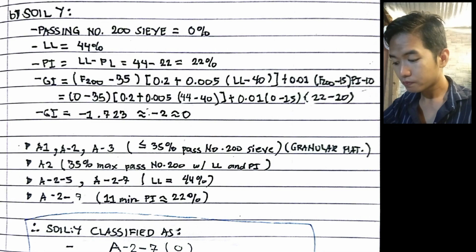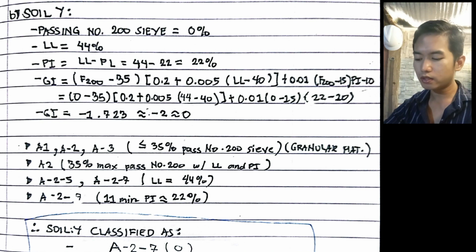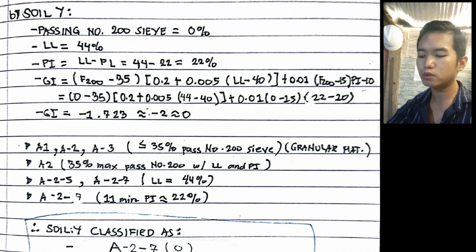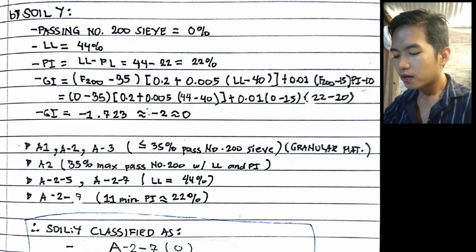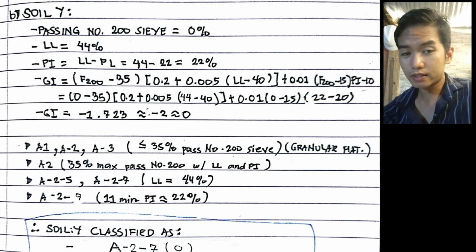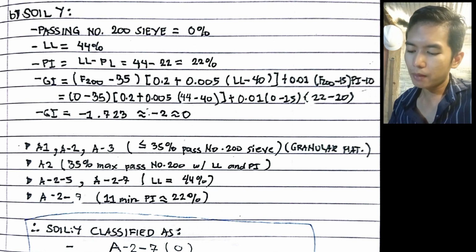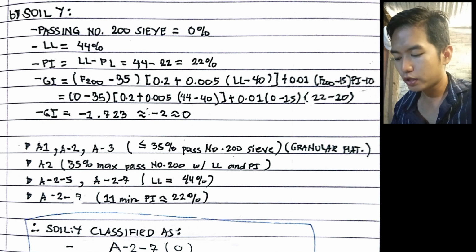So soil Y. First, the passing number 200 is 0%, and its liquid limit is 44%. Calculating the plasticity index, we get 22%, and using the formula of GI, we get a GI of negative 1.723, and that is equivalent to 0. It is rounded off to 0 because the value is negative. And next is to categorize it. Since less than or equal to 35% passes the number 200 sieve, it is a granular material. So A1, A2, and A3.